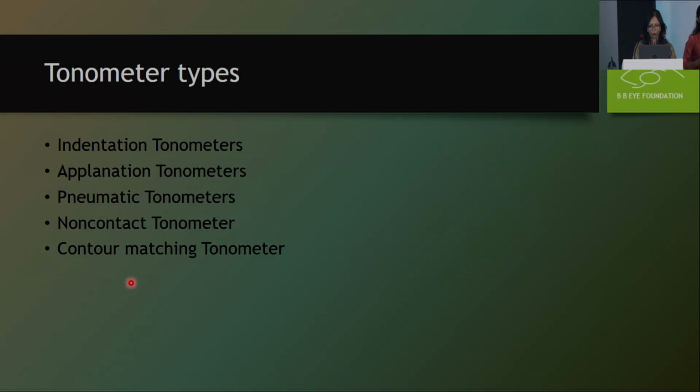That's better, thank you. Next, we move on to the tonometer types. The tonometer types we have, you all know, you'd get it in the books, internet, everywhere: indentation tonometer, applanation tonometer, pneumatic tonometer, non-contact, and contour matching tonometer. If I move any further, we would concentrate on the applanation tonometer. That's still the gold standard for intraocular pressure measurement.